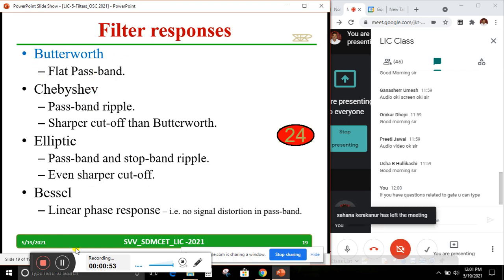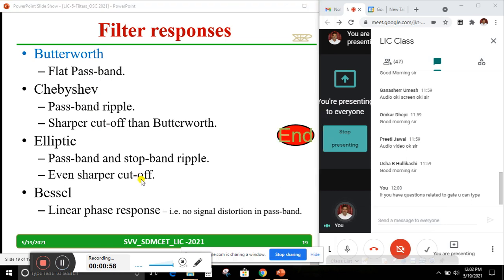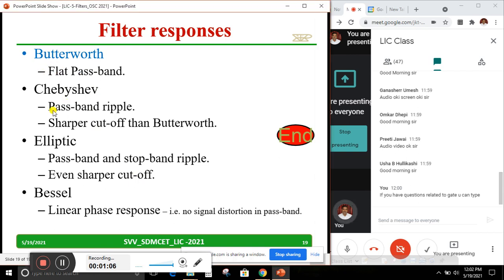Copy this down, you have a few seconds. Chebyshev, elliptic. Here you can note down one word, flat pass band. Pass band ripples are there. And pass band, stop band ripples will be there. So these are another one or two words you can remember. But at least different filters are there. One filter we are going to study. That you should know at least.